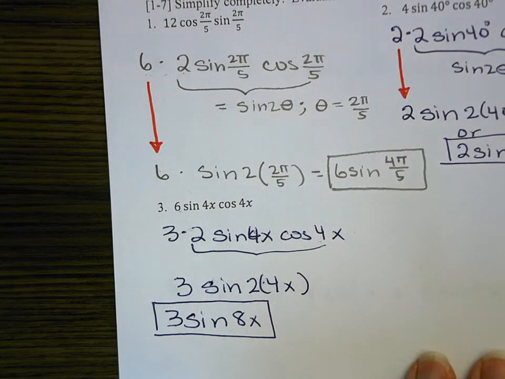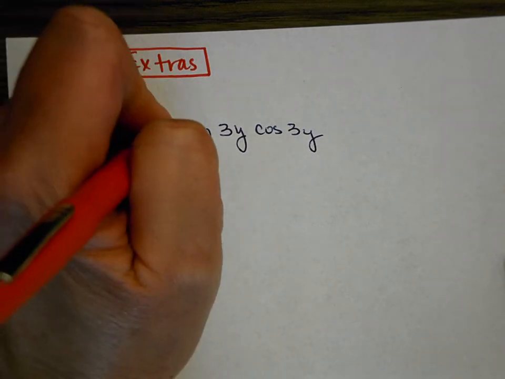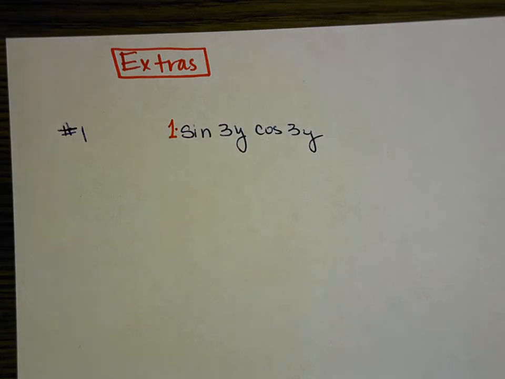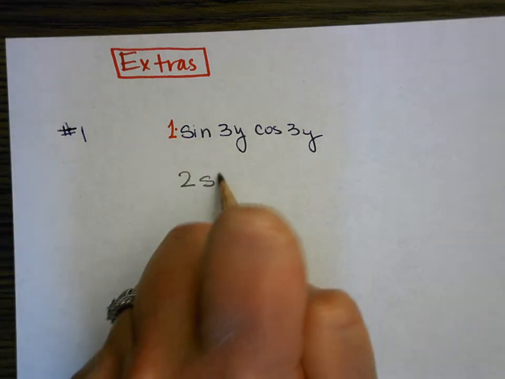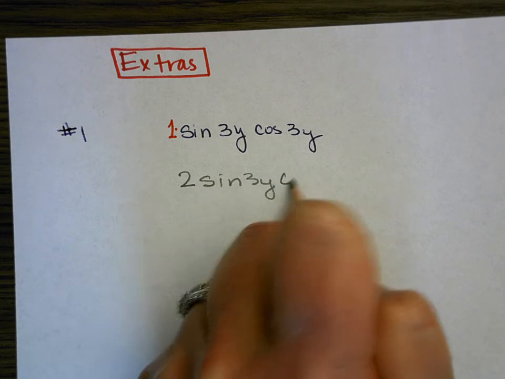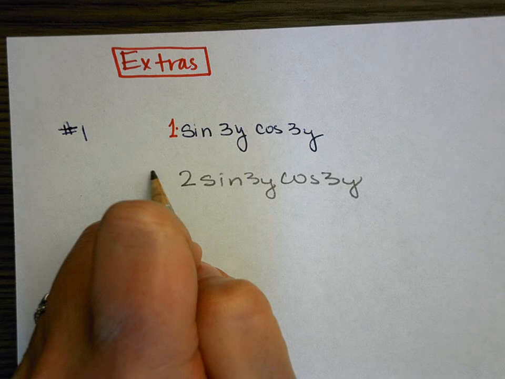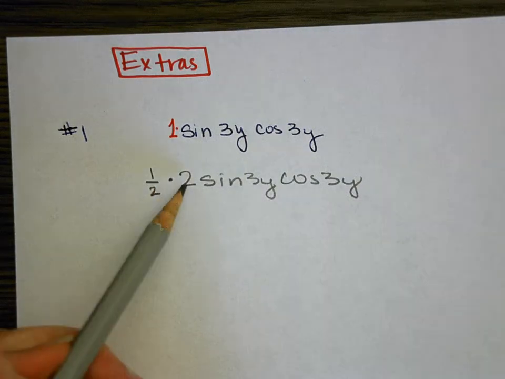Okay. All right. And then I want to do just a few more here, just a couple of extras. So we're going to take a look at number 1. So this one's a little tricky because I don't really have a coefficient other than a 1 there, right? But I still need to have that 2 times something factor. So I know that I need that 2 there. I have to have a 2. But I know the final product has to be a 1, so this will end up being 1/2 times 2.